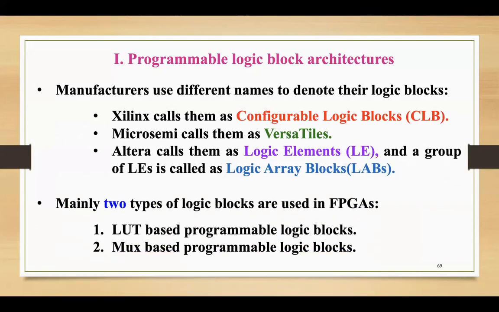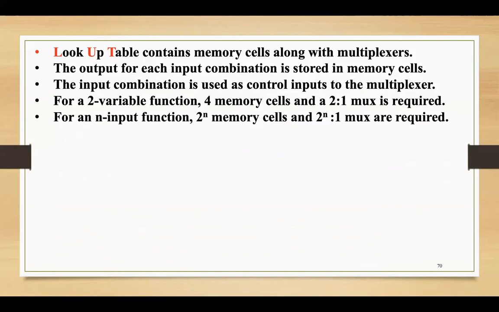Fine. So mainly there are two types of logic blocks. One is LUT based, which is nothing but lookup tables, sometimes also called LUT. LUT based programmable logic blocks, and the other one is MUX based. A lookup table contains memory cells along with multiplexers. So it's a combination. Whenever you say logic element, it's a combination of MUX and a flip-flop. The output for each input combination is stored in memory cells.